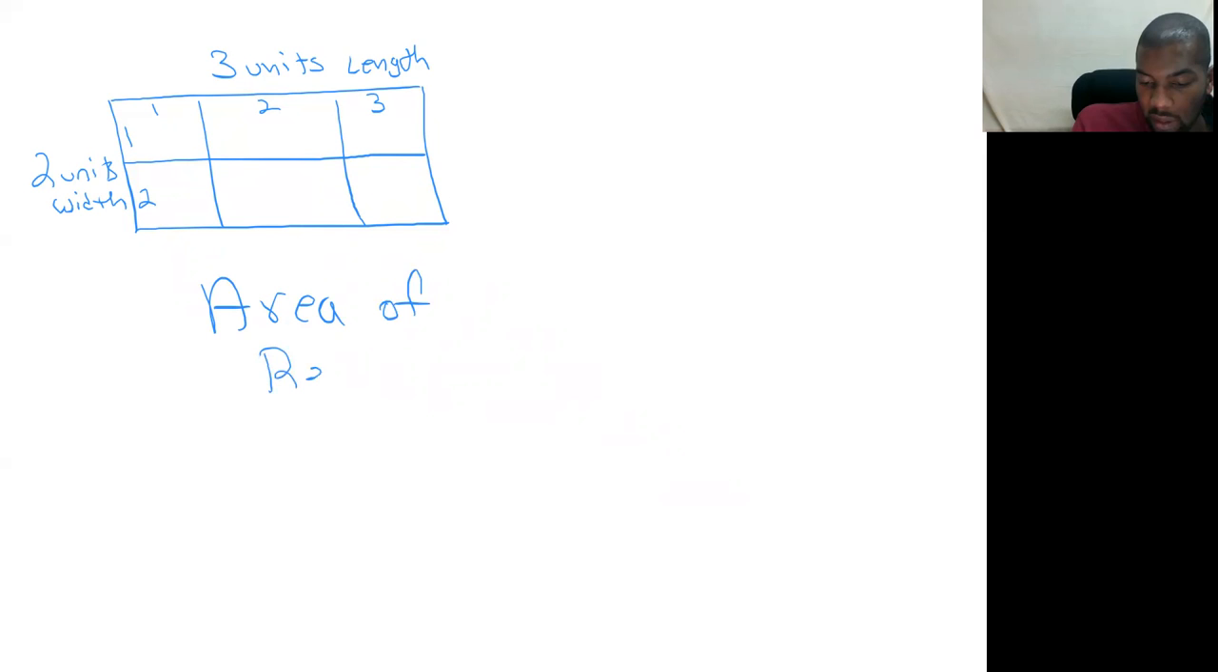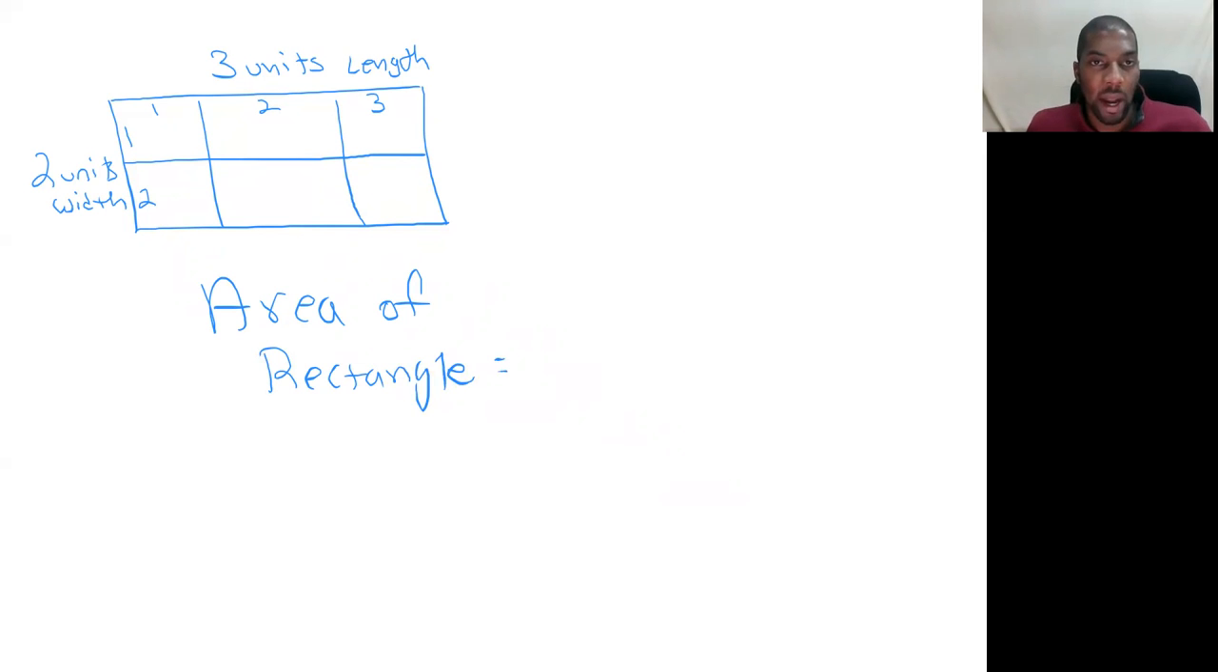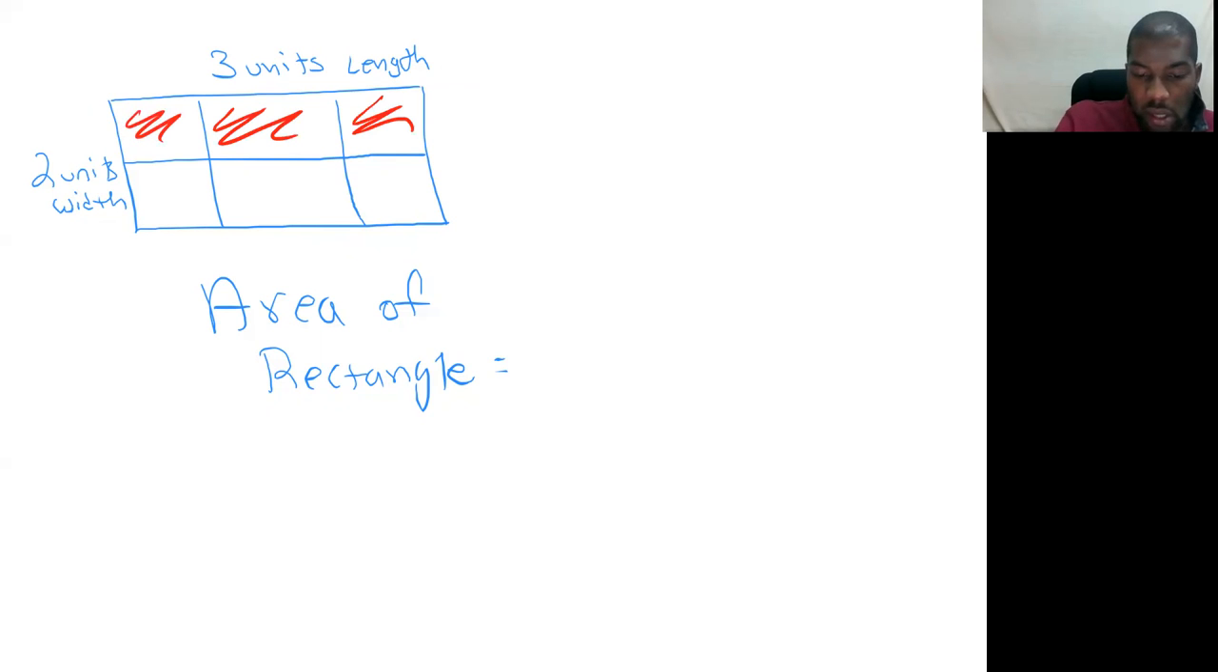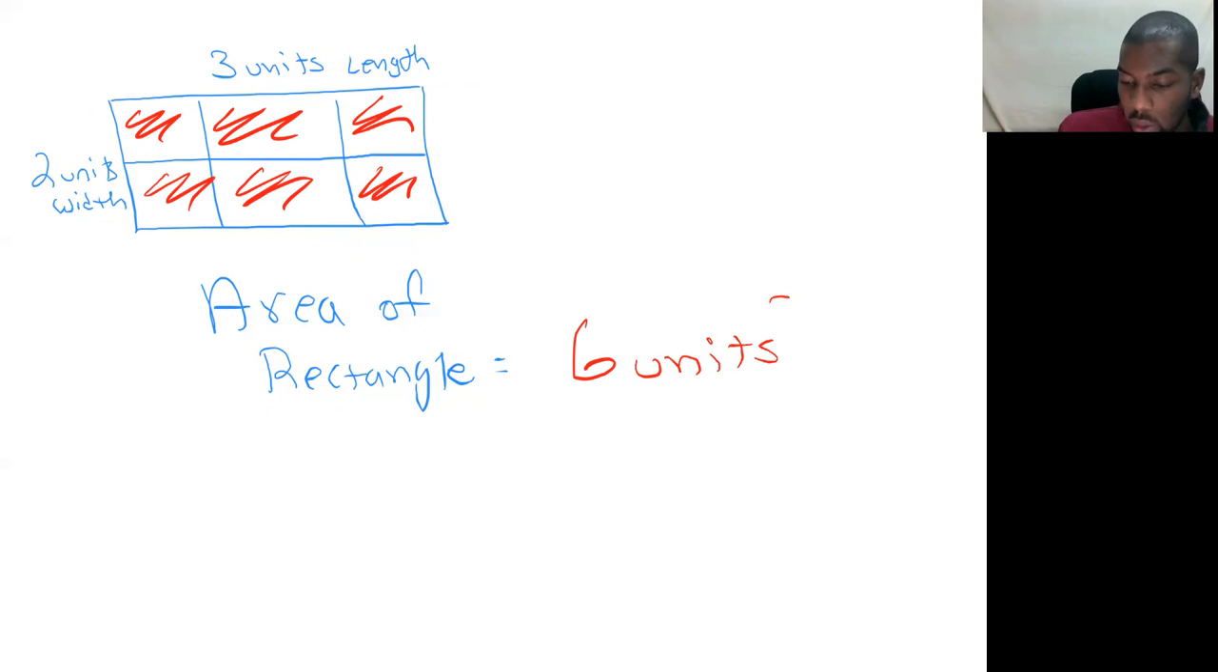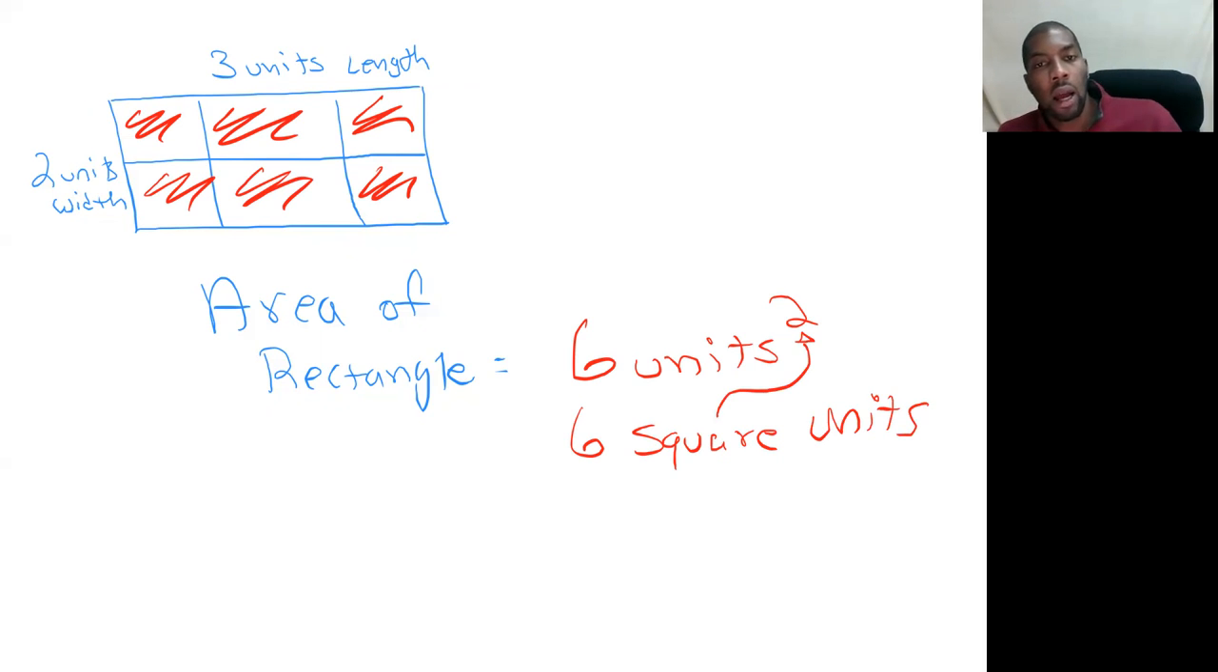Area of rectangle. Well, you might say to yourself, okay, how many square units does it take to fill this rectangle? And you can just count them, right? It takes 1, 2, 3, 4, 5, 6. There you go. 6 units squared, or 6 square units. And that square is right there. Remember your exponents.